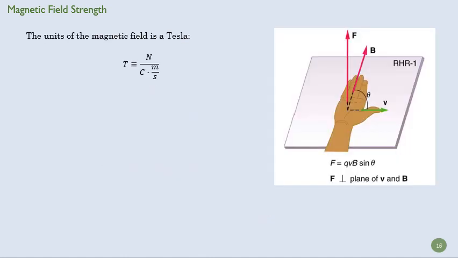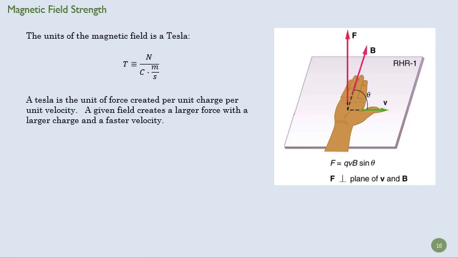That means we've got to use our right hand some more. But before we get to that, we'll look at our Tesla. A Tesla is our unit for a magnetic field. And if you look at those units, it tells you it's about force, right? The force per how much charge you have and how fast it's going.